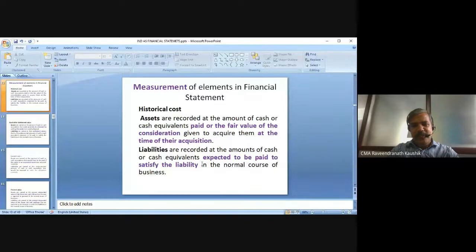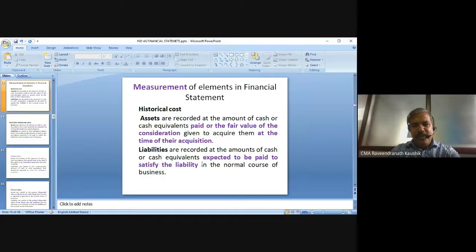That's a cost normally we use for recognizing your assets and liabilities in the books of accounts. So assets are recorded at the amount of cash or cash equivalent paid, or the fair value of the consideration given to acquire them at the time of their acquisition. So that becomes the historical cost of that particular asset, which gets recognized in the books of account at the time the transaction happens.